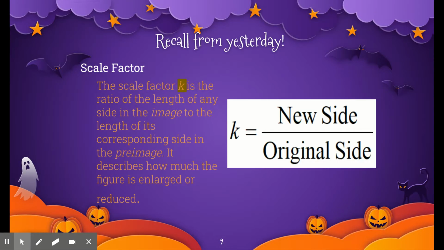So recall from yesterday that the scale factor is represented by the letter k, and it's the ratio of the length of any side in the image to the length of its corresponding side in the pre-image. It describes how much the figure is enlarged or reduced. Remember, we said that if k is less than 1, it's reduced, and if k is larger than 1, it is enlarged.